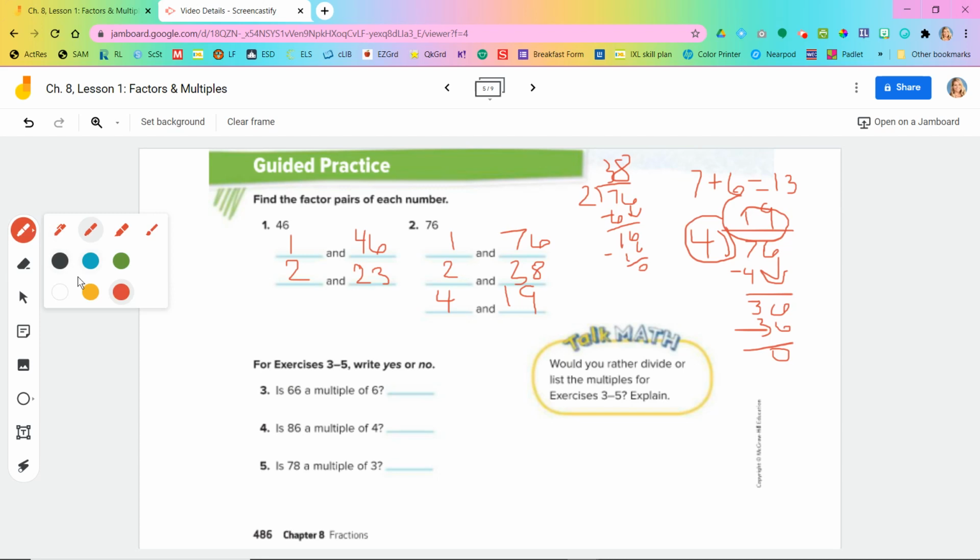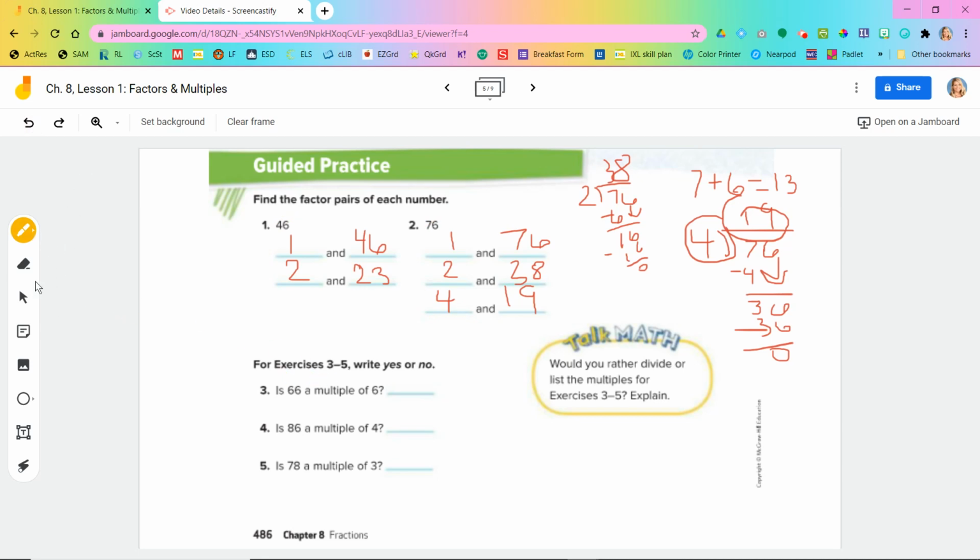Now, before we move on, I just want to tell you, if you happen to get these two numbers mixed up, like instead of 1 and 46, you put 46 and 1, it is not going to be wrong. It'll still be correct. But I like to keep these numbers lined up so I can easily see where I stopped and where I need to start back. So that just helps you there.